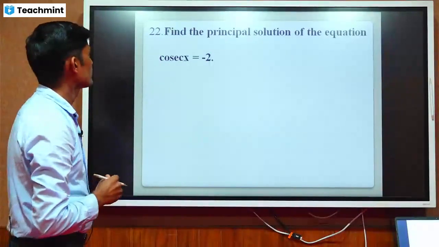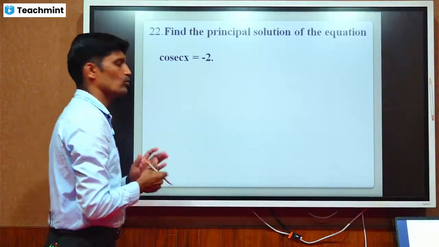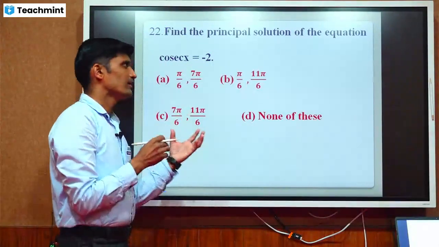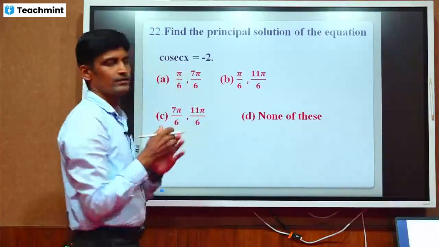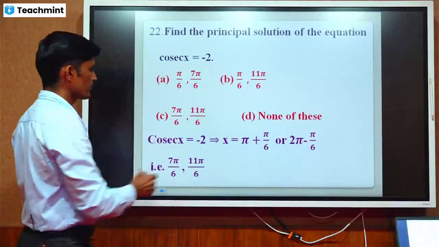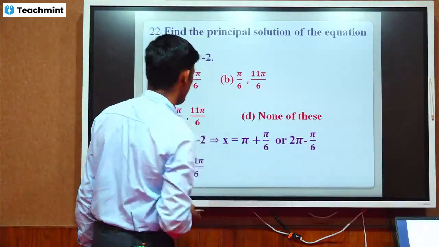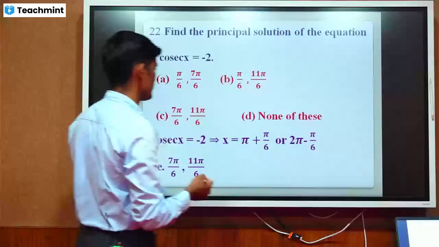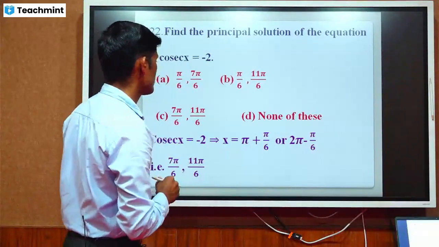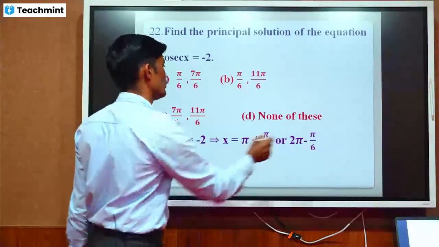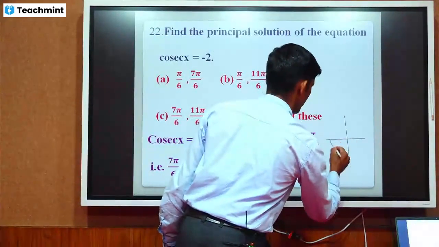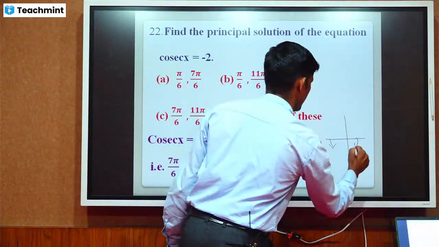Next question. Find the principal solution of the equation cosecant x equal to minus 2. Principal solution means it is the smallest value of x satisfying the equation. So cosecant x equal to minus 2 can be written as sin x equal to minus 1 by 2. That is possible when x is equal to pi plus pi by 6 or 2 pi minus pi by 6.